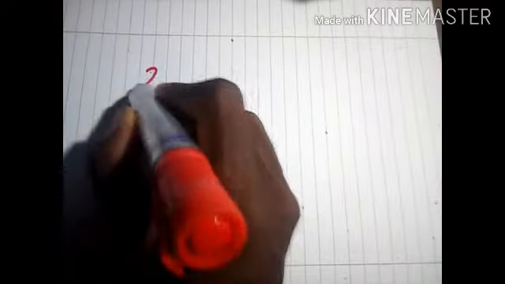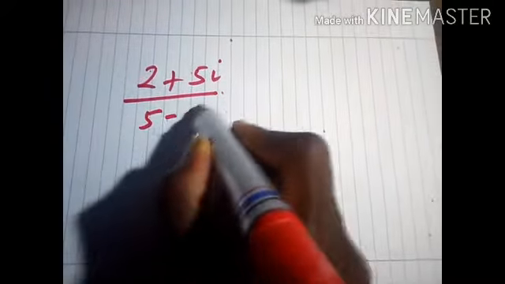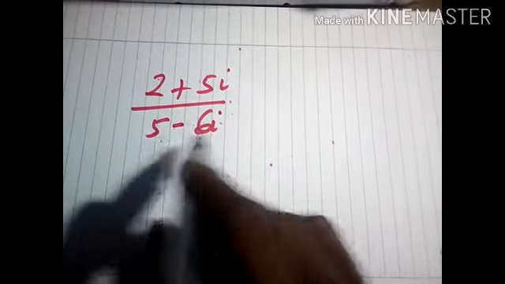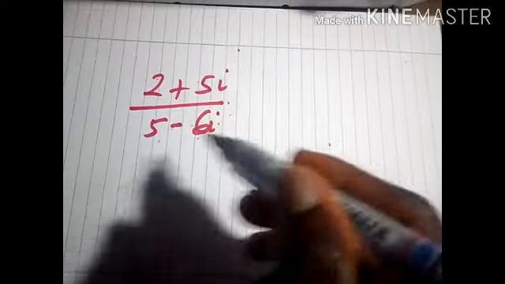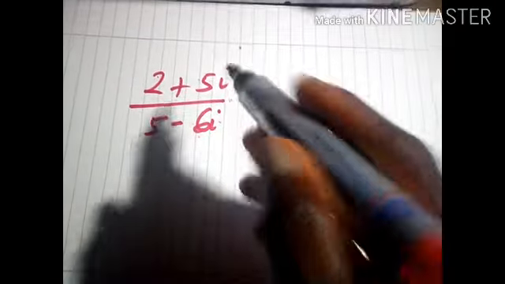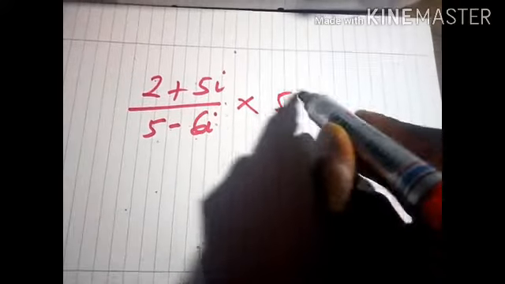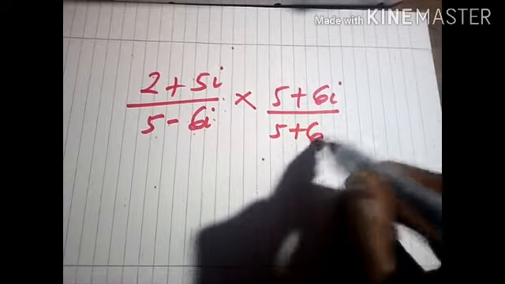So let's go ahead and try another example. 2 plus 5i divided by 5 minus 6i. So as usual, we are going to multiply the numerator and denominator by the conjugate of the denominator, and the denominator is 5 minus 6i. So we typically multiply the numerator and denominator by 5 plus 6i. So let's go ahead and do that. So times 5 plus 6i divided by 5 plus 6i.